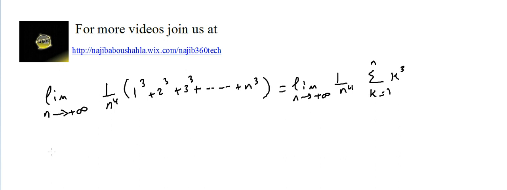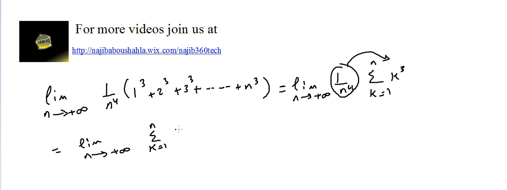We can say it's equal to the limit as n approaches plus infinity of the summation from k equals 1 to n of k cubed. We can take this 1 over n to the power 4 inside and make it k over n to the power 3 times 1 over n. This is n to the power 3 and this is n. This is 1 over n to the power 4 and k to the power 3 is k to the power 3, right? Why did I do it like that?